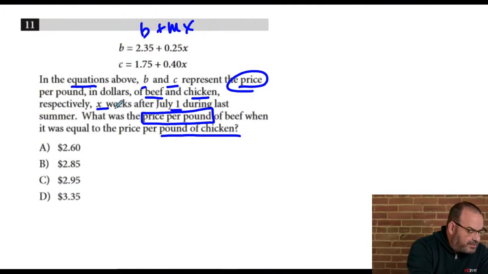All right, what do we have to do? We have to set them equal to each other. That is, they represent the price, respectively.